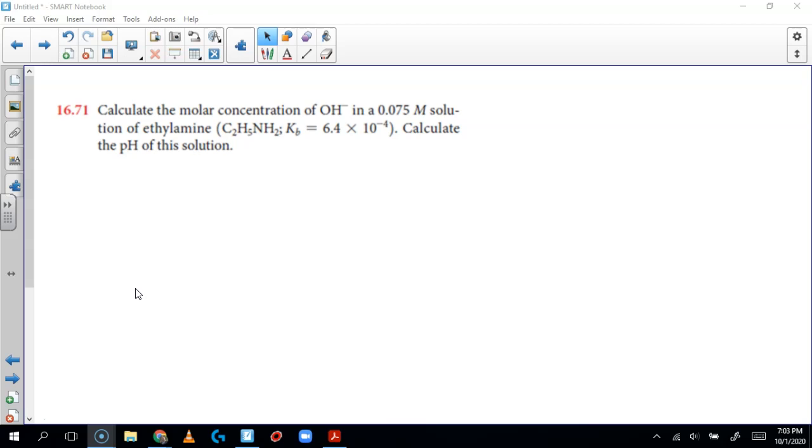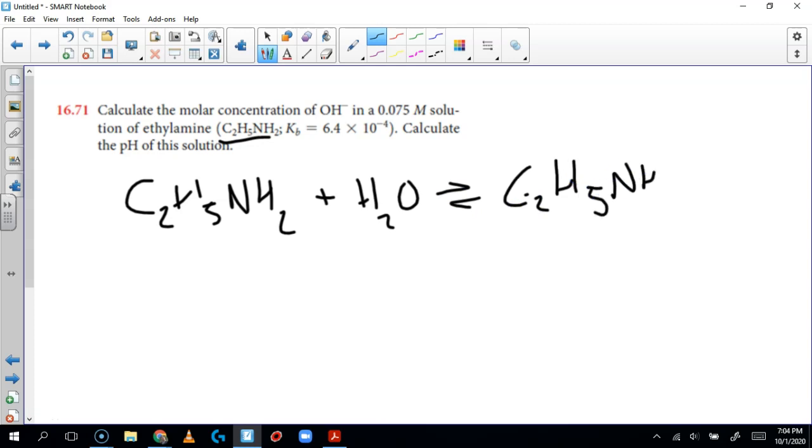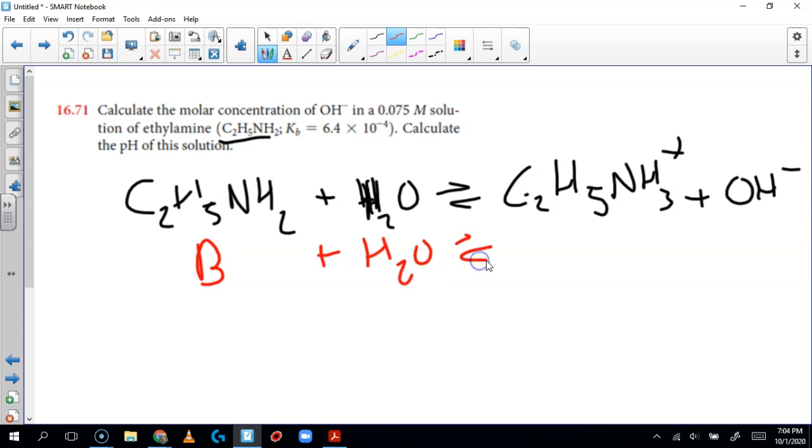So the first thing that we want to do is write a reaction for this. Remember, the hydrogen, when it's a compound with a nitrogen in it, is going to add to the nitrogen, so that's a plus, kind of like ammonium and ammonia. So this is B plus H2O in equilibrium with the base with a hydrogen tacked on plus OH minus. That's the general equation that we use all the time.